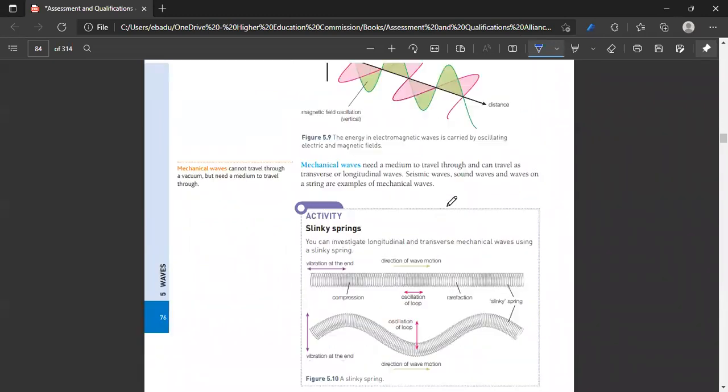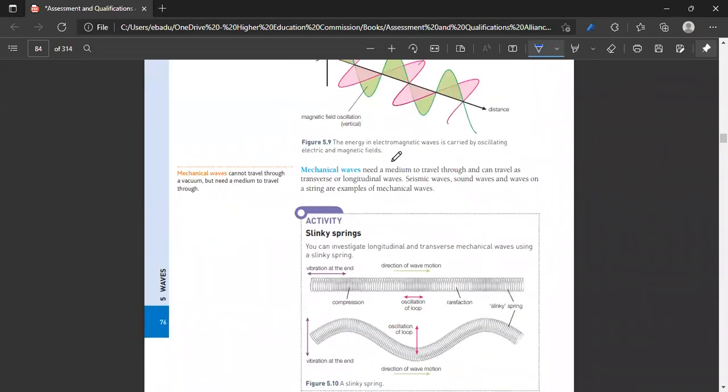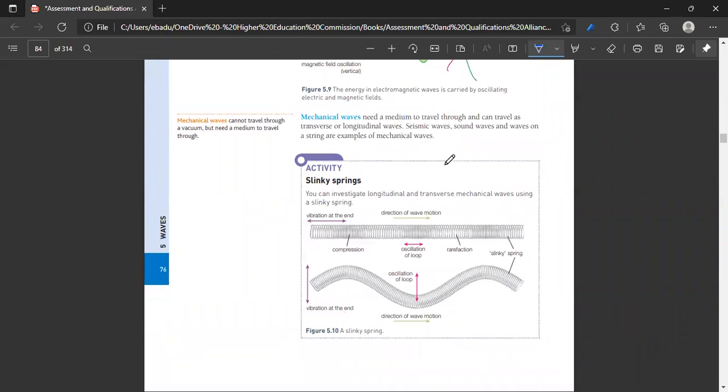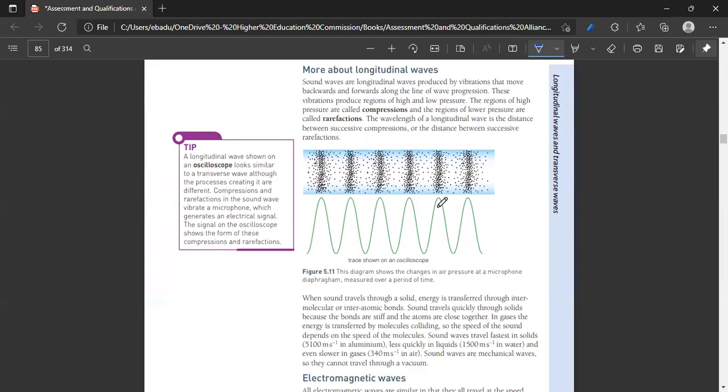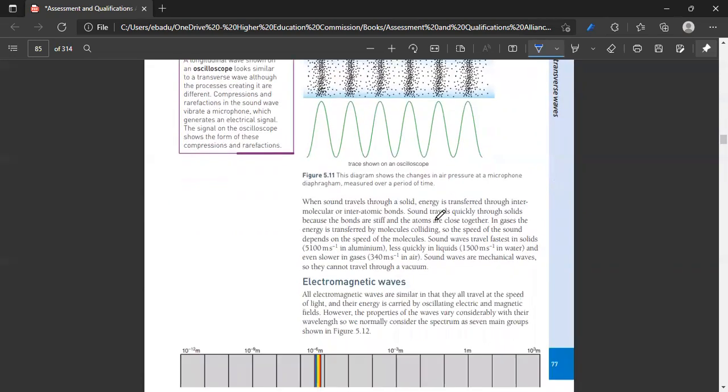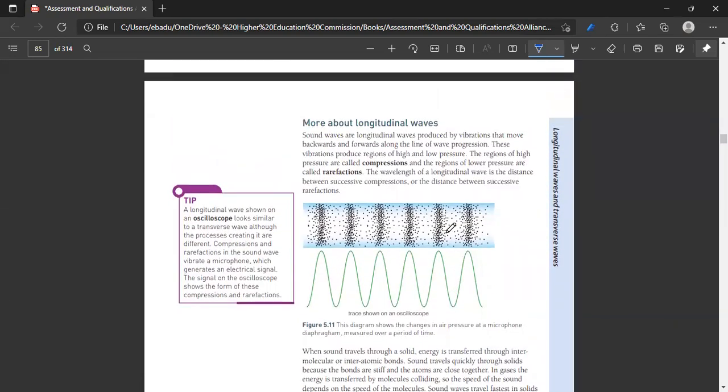Now, what's a mechanical wave? A mechanical wave is something that needs a medium to transfer. So sound waves and a wave on a rope, they are all transferred through a medium. These types of waves are called mechanical waves. Okay. So now let's talk about reflections and refractions in longitudinal waves.